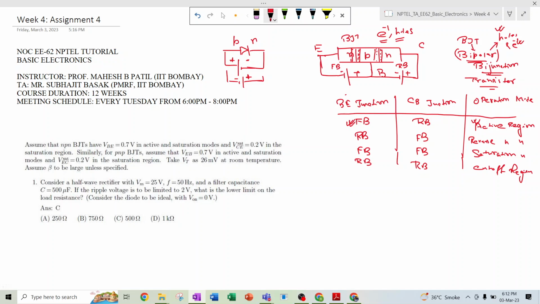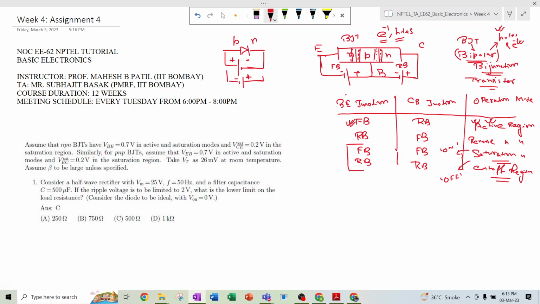Suppose we want to amplify some input signal, then the transistor should act in the active region. And otherwise, if we want some switching application, then we should operate the transistor either in the saturation region or in the cutoff region. In the saturation region, it can act as an on switch, and in the cutoff region it can act as an off switch. Okay, so these are some basic things.